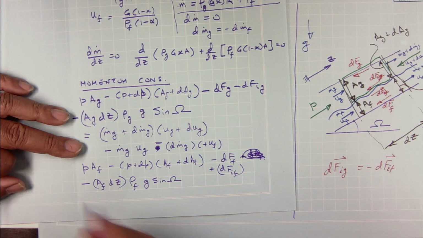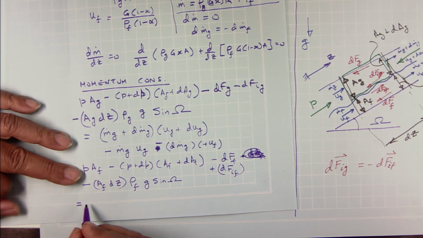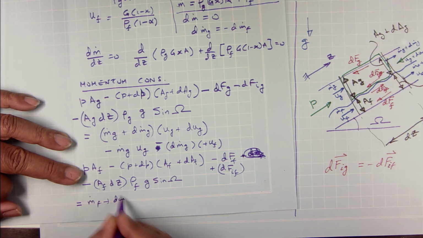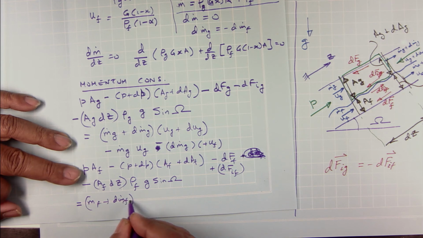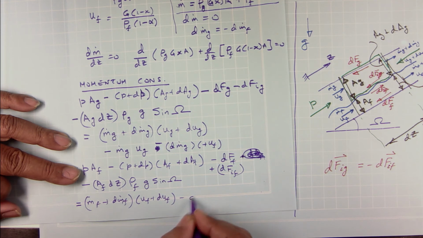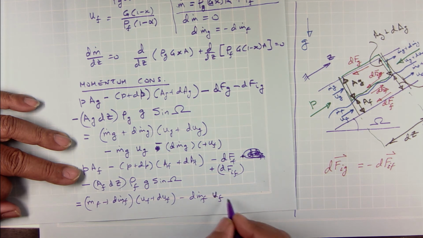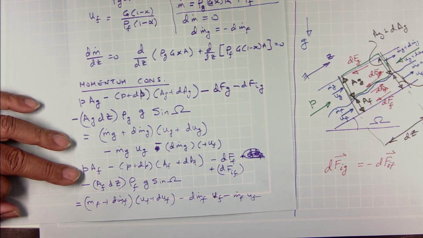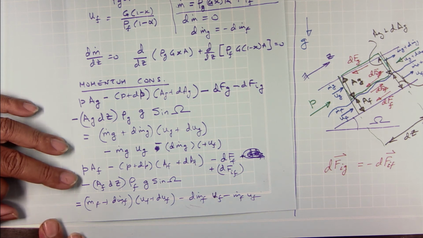Okay, and that should be equal to again the momentum flux in the system. So, you have m dot f plus d m dot f, and then u_f plus d u_f, okay, and then you have d m dot f u_f, and then minus m dot f u_f. Okay, so, this is the momentum that it is losing, because a part of it is going into the vapor phase. Okay.